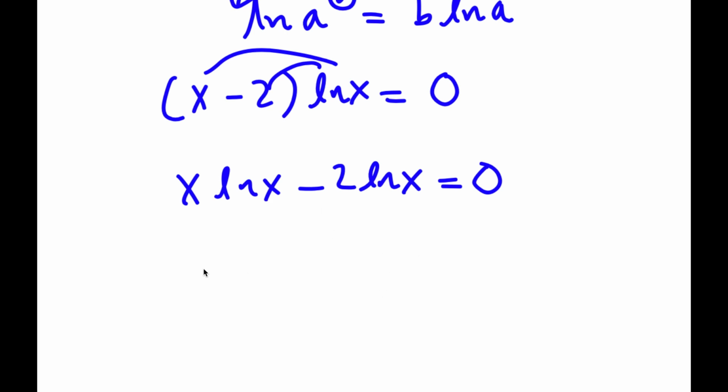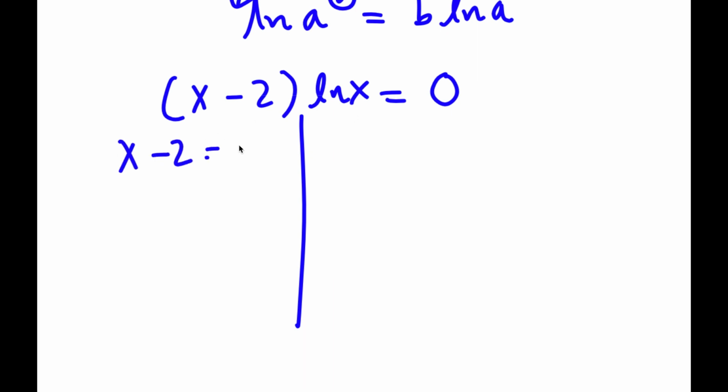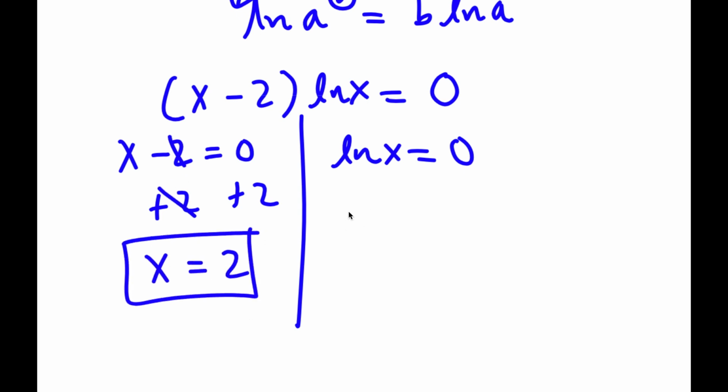Now from here, actually, there is no need to distribute ln x out. That was my bad. Instead, I'm going to make this into two equations. I have x minus 2 is equal to 0, and I have ln x is equal to 0. So x minus 2 equals 0. This is pretty simple. All I have to do is add 2 on both sides, and I get x is equal to 2. So this is already one solution of x.